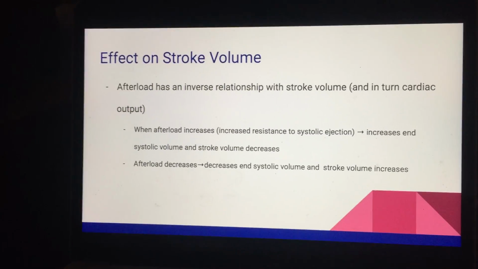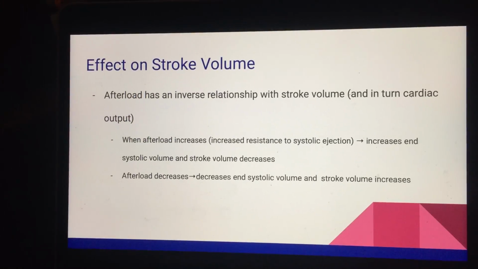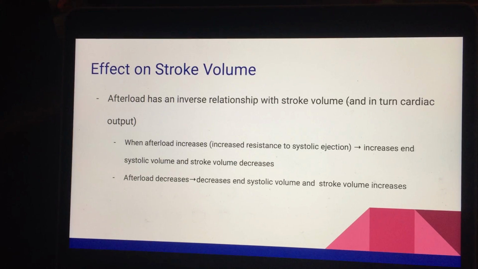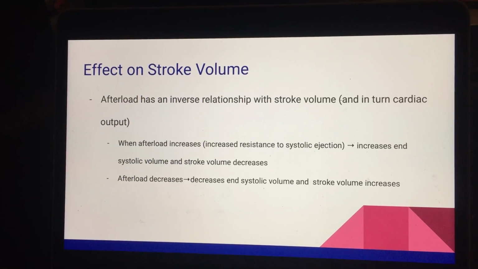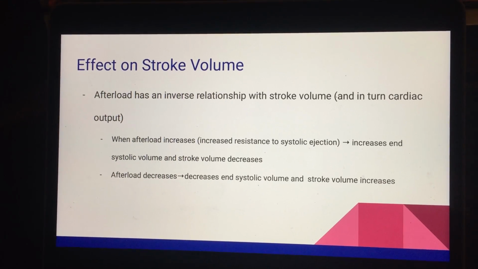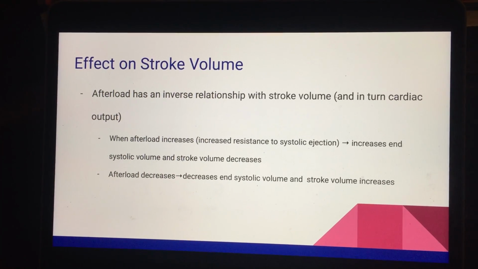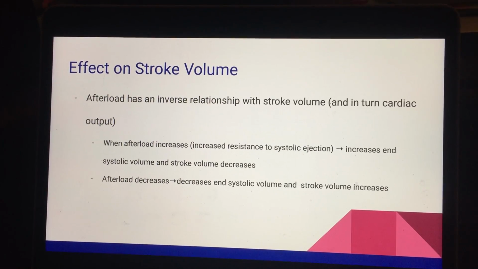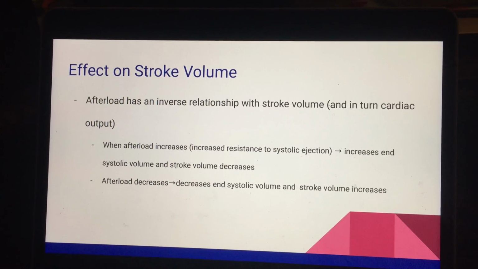So afterload has an inverse relationship with stroke volume, and in turn, an inverse relationship with cardiac output. When afterload increases, or there's increased resistance to systolic ejection, it increases end systolic volume and decreases stroke volume. When afterload decreases, it decreases end systolic volume and increases stroke volume.